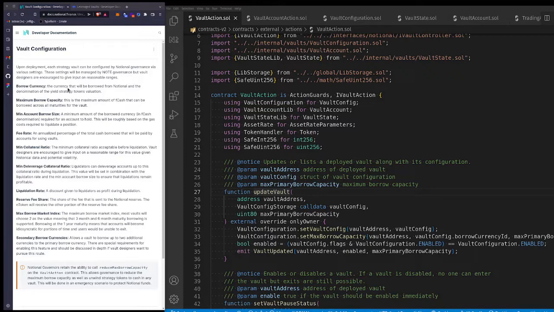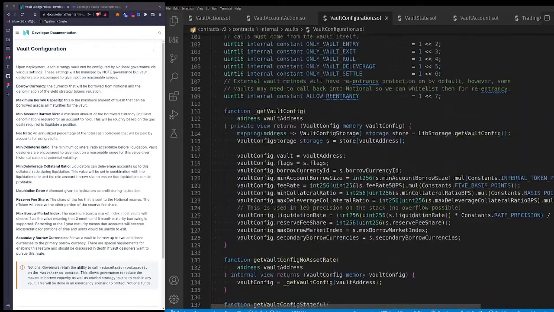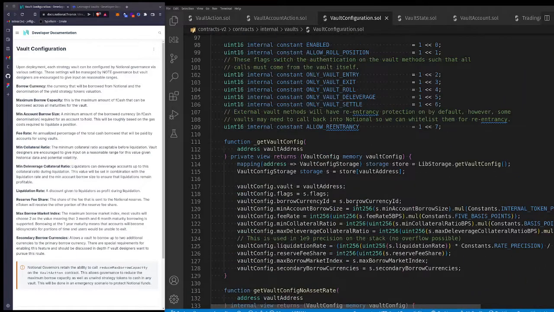So the borrow currency is one of the parameters in the vault configuration. We'll take a look at that now. So the borrow currency will be the primary currency that a particular vault borrows. So that might be USDC, ETH, or DAI. It's also the currency that any profits will be paid in.